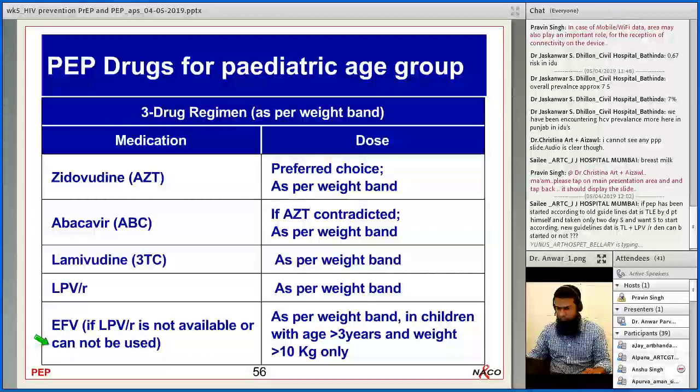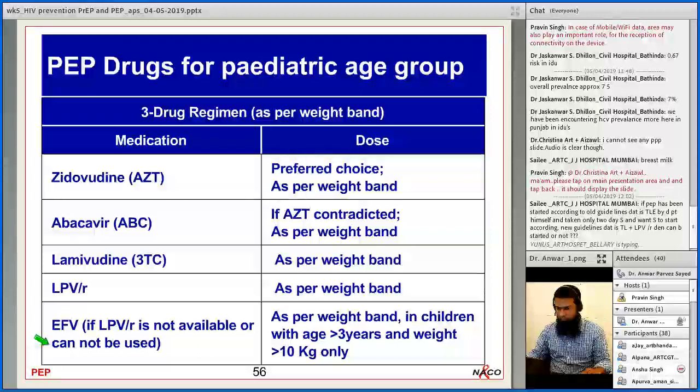There is a question. If PEP has been started according to the old guidelines, that is TLE, by the patient himself and taken only 2 days, and he wants to start according to the new guidelines, that is TL lopinavir ritonavir, can it be started or not? I think yes, it can be started, it should not be a problem. As long as continuity is maintained, it is good. But even if the person continues on TLE, it is okay. It should not be said that this is better than that.